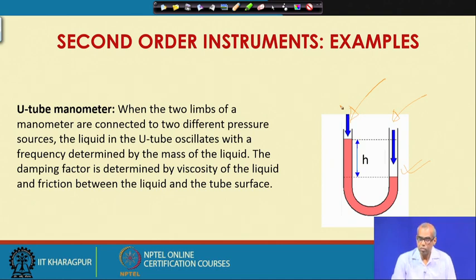So, the difference of level of mercury or manometer fluid within the manometer is a measure of difference in pressure in these two limbs. So, when the two limbs of a manometer are connected to two different pressure sources, the liquid in the U-tube oscillates with a frequency determined by mass of the liquid. The damping factor is determined by viscosity of the liquid and friction between the liquid and the tube surface.